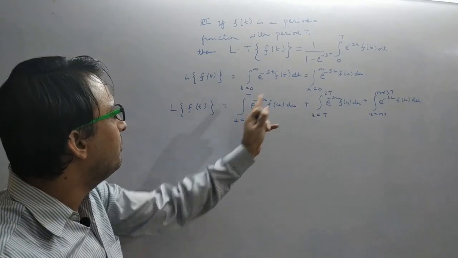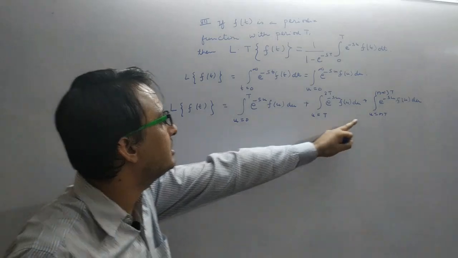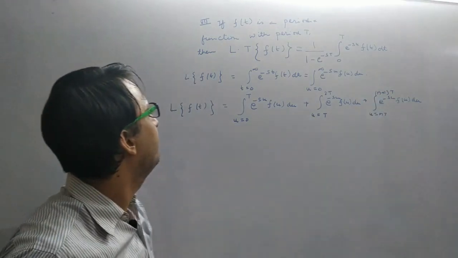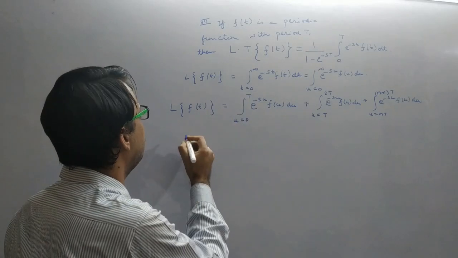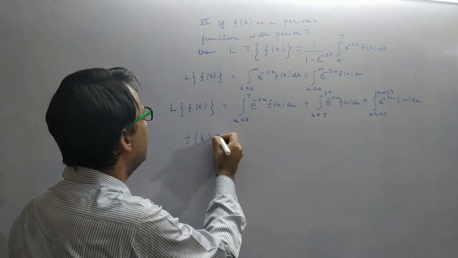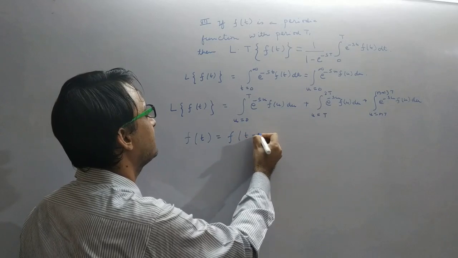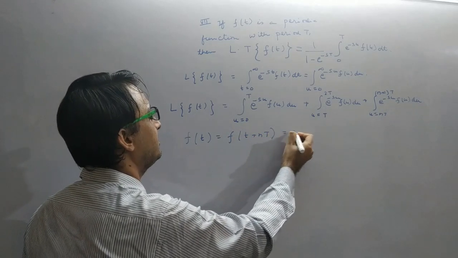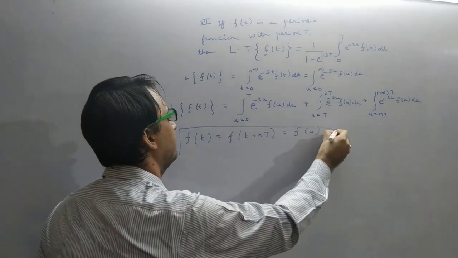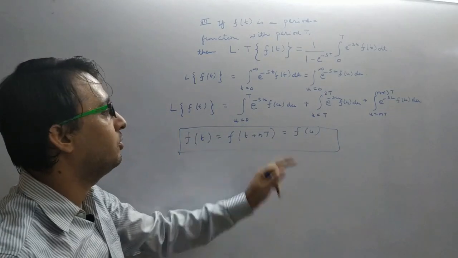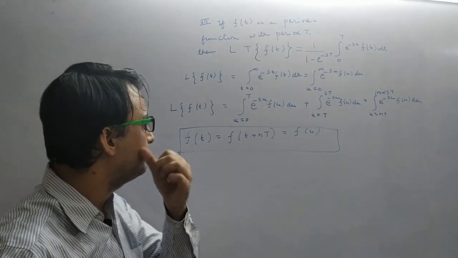Now we can readily see that we have introduced n in the last one. So since this is a periodic function with period T, we can write f(t) is equal to f(t plus nT) is equal to f(u). Please highlight this point because we will be using it later also.